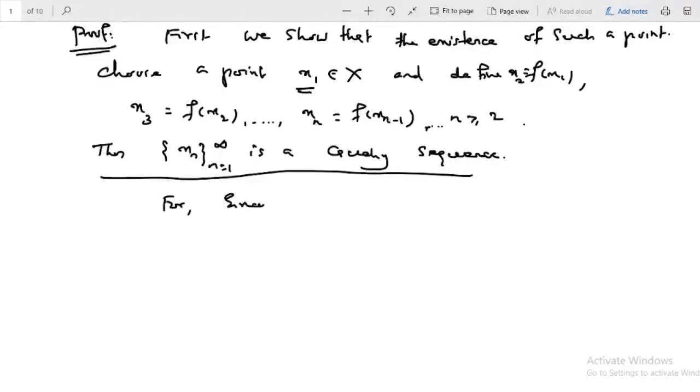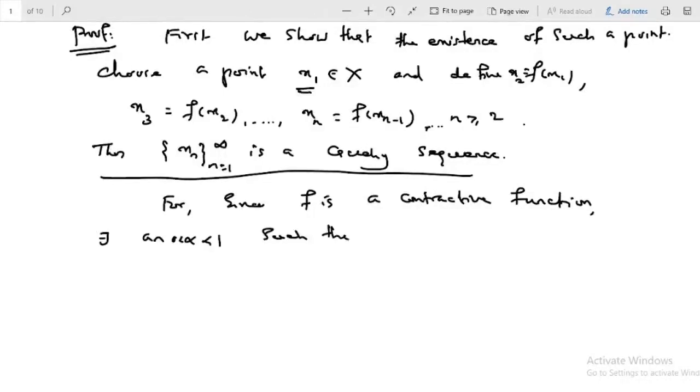Since f is a contractive function, there exists an alpha, a positive number which is less than 1, that is 0 less than alpha less than 1, such that the distance between xn plus 1 and xn. Because here, as n tends to infinity, the terms of the sequence become close together. d of xn plus 1, xn.